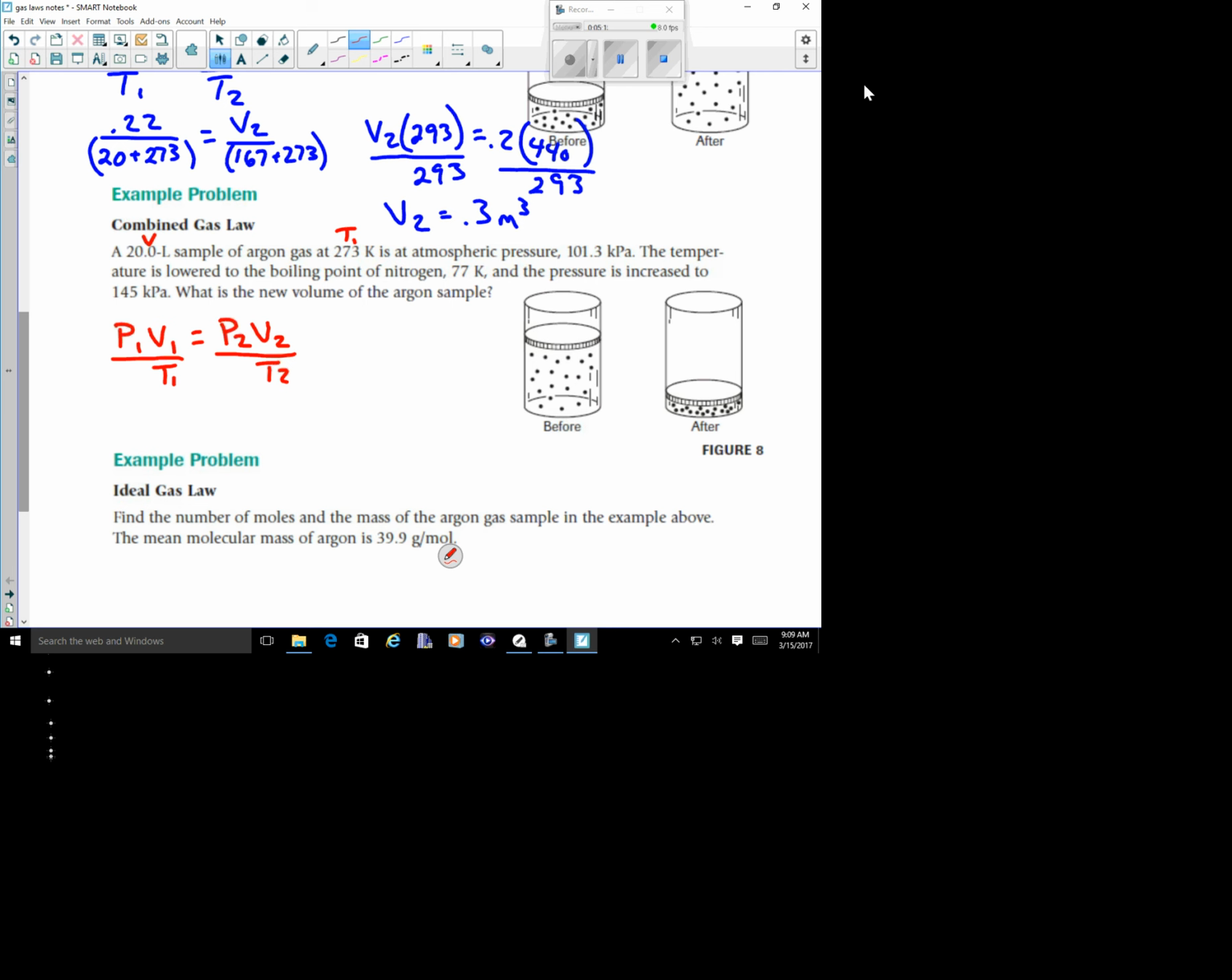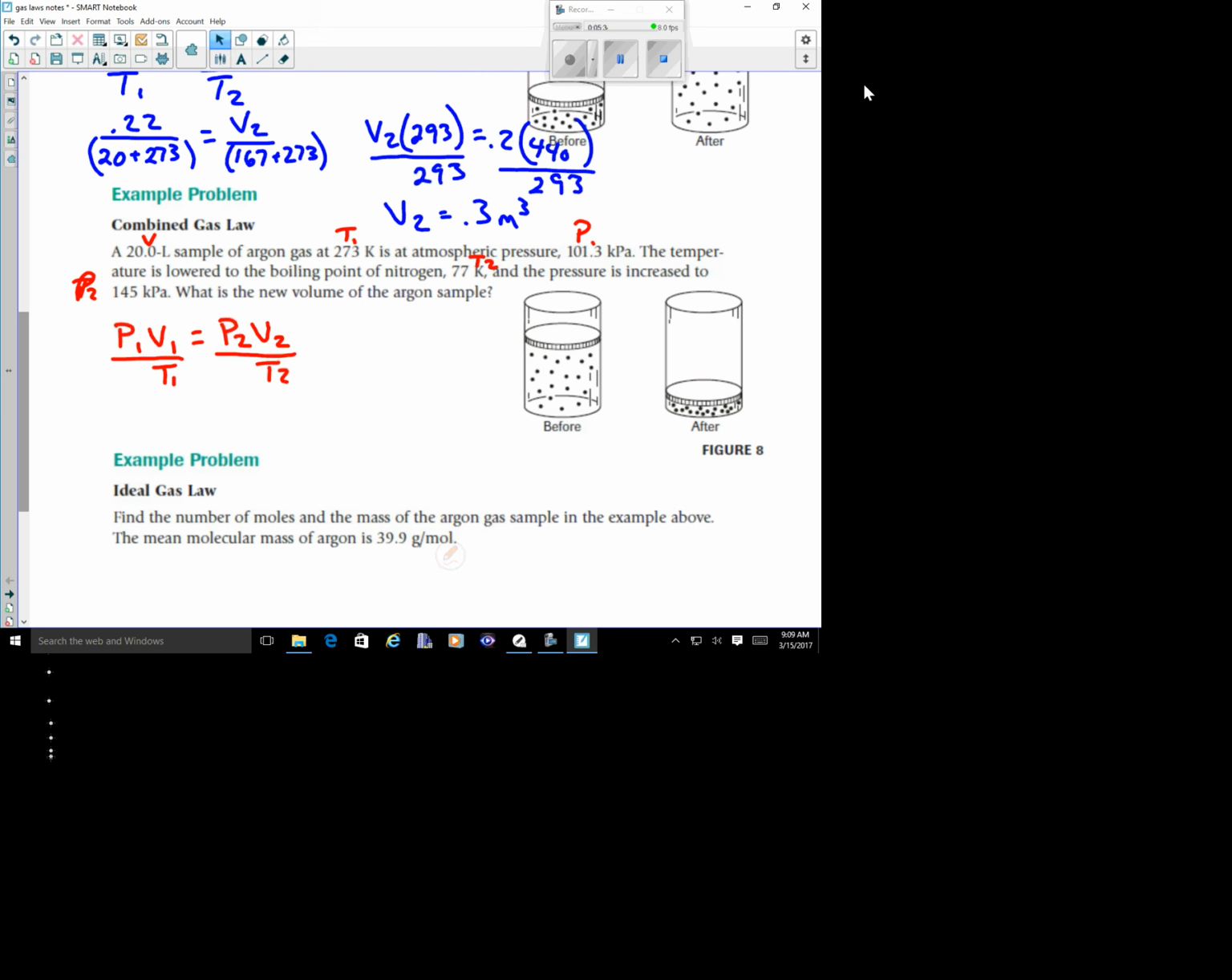That's pressure number one. The temperature is lowered to the boiling point of nitrogen, so this is temperature number two. The pressure is increased to 145, that's pressure number two. You have to figure out the new volume. So now we just have to plug in all these numbers. So let's put them all in.